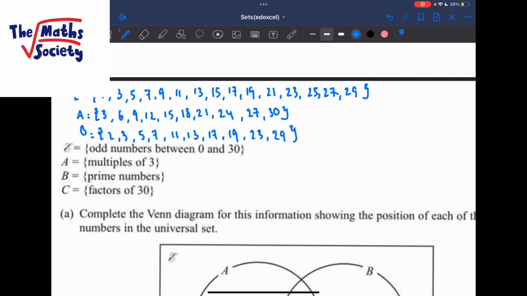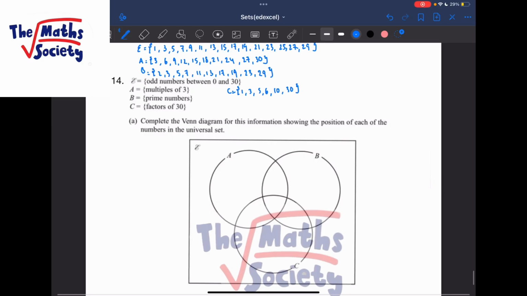Yeah, factors of 30. It'll be like 3, 10. Sorry, let me say 5, 6, 30 first. 5. Oh wait, I forgot 1 as well. 1, 3, 5, 6, and 30. And you just need to write it in A, B, and C.